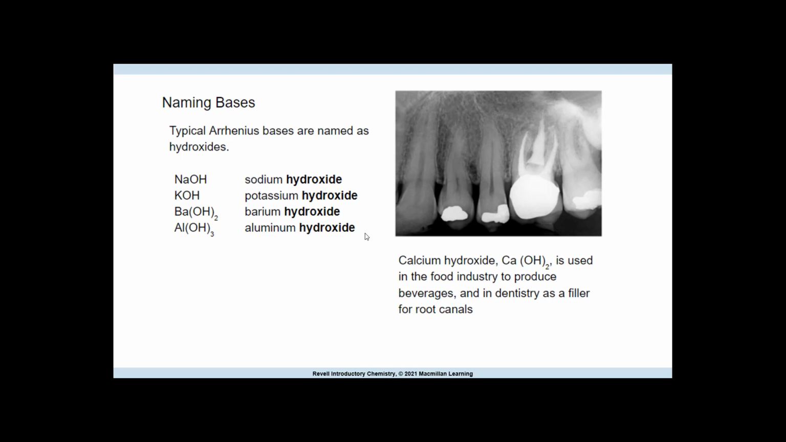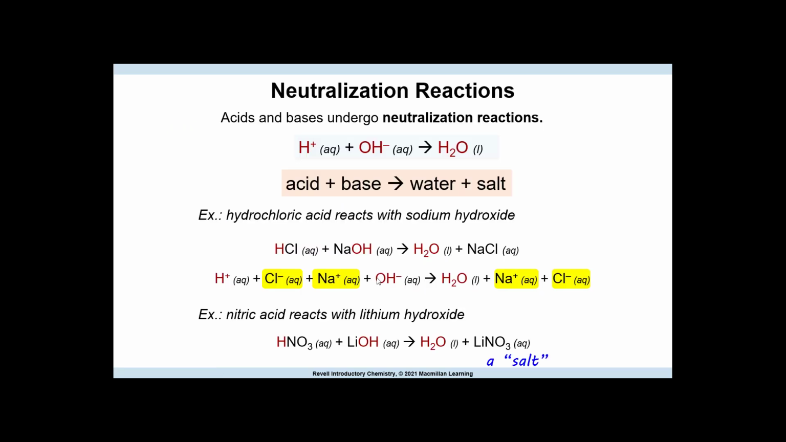You can see calcium hydroxide is used in the food industry to produce beverages and in dentistry as a filler for root canals. And you can see here's other ones. Here's aluminum hydroxide. That's not on the list over there. So that's another reason why I wanted to point this out. You don't need to know what Arrhenius is. That hasn't come up yet. So don't worry about that. This is a slide from something else. My main point for this slide is to show you another base that hasn't been brought up yet, and also to show you a picture of this where you can see what it looks like. And calcium hydroxide hasn't been brought up yet either.